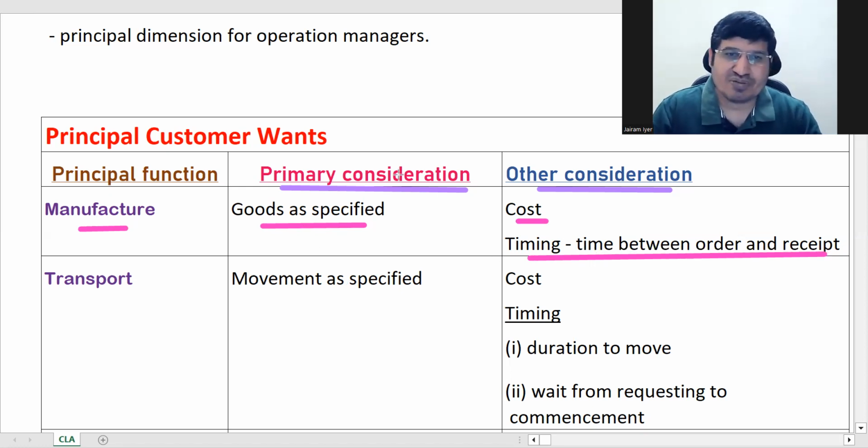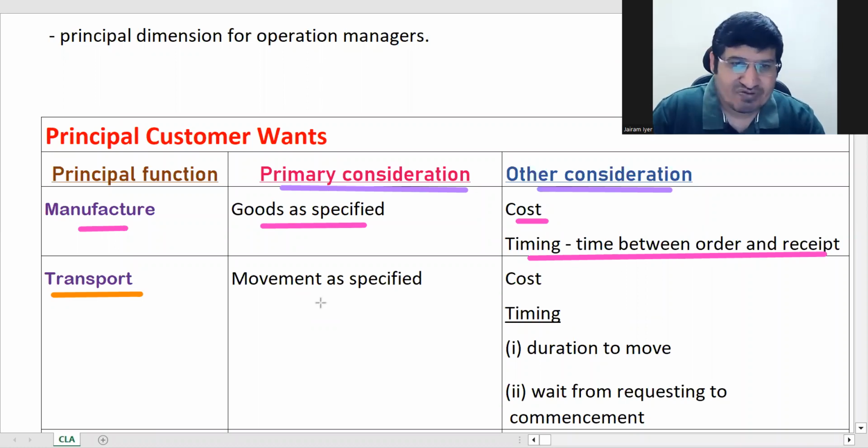Now for transport, if you are only taking, say, a transport service, then in transport you will not think about goods, you will think about movement, correct? If you want to move from one station to another, or from one bus stop to another, that will be the most important thing first. Will you get into a bus which is going to some other place just because it is giving a lower cost? No, right?